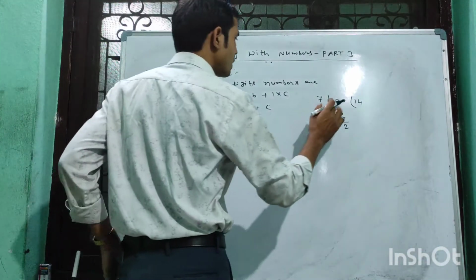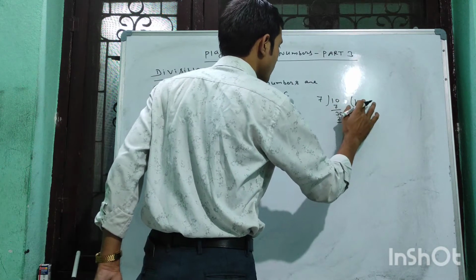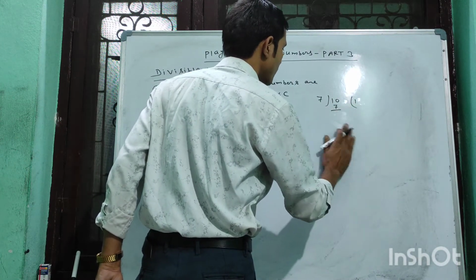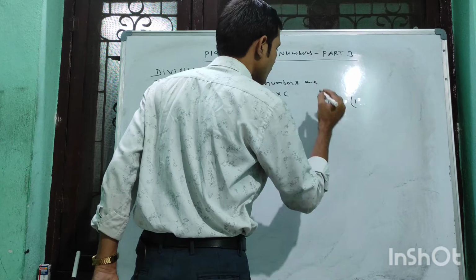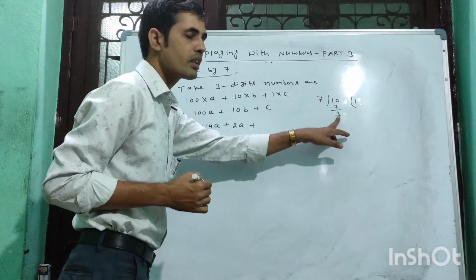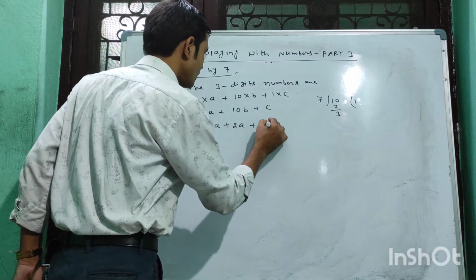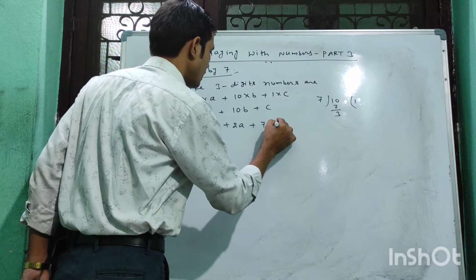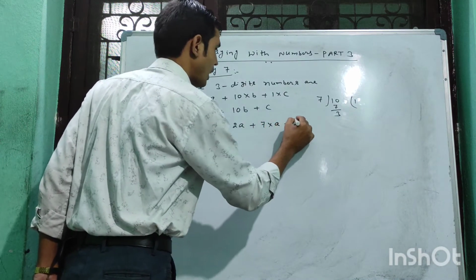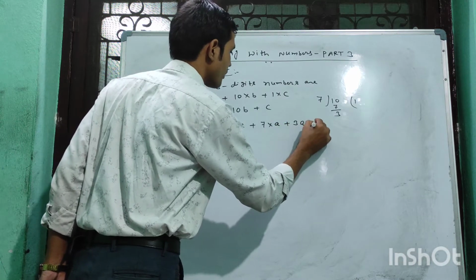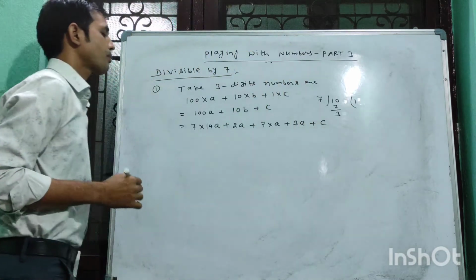Similarly, for the 10 term, 7 1 just 7, remainder you get 3. So we write 7 into B plus 3B plus C.